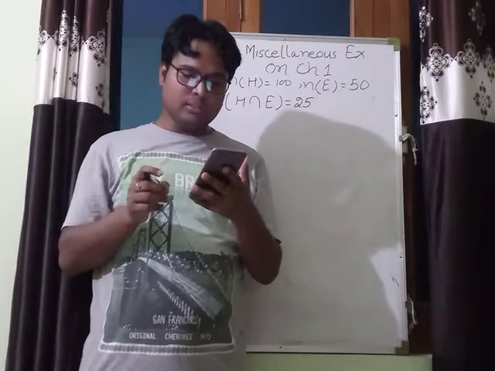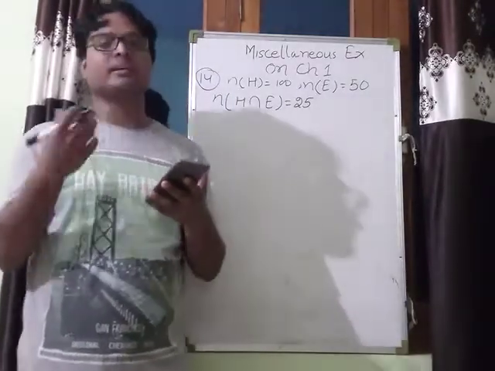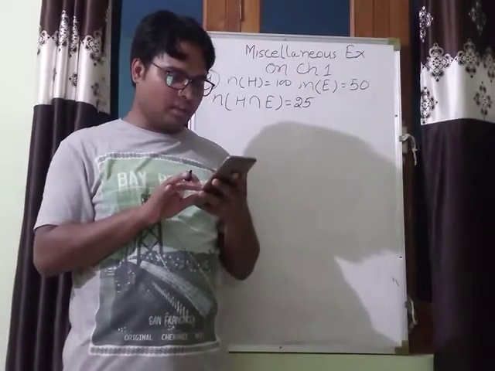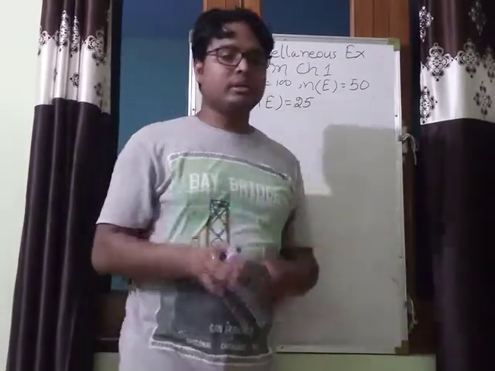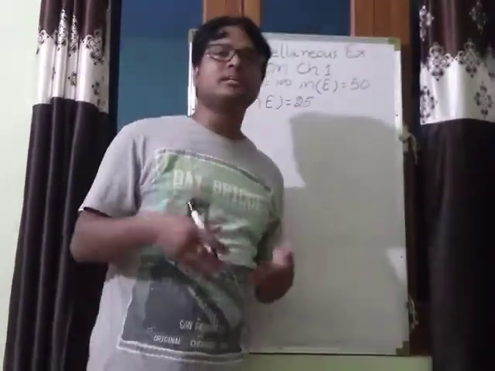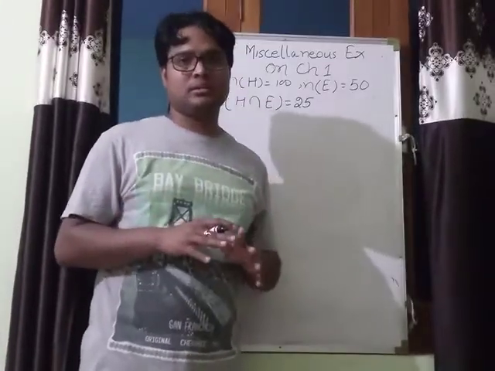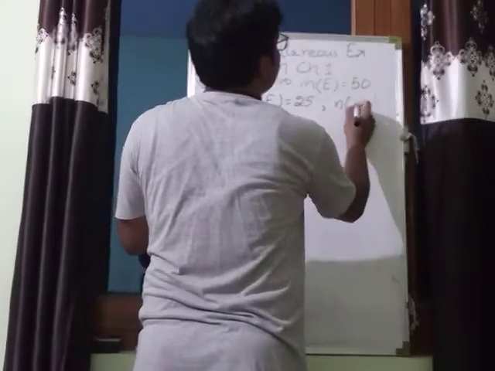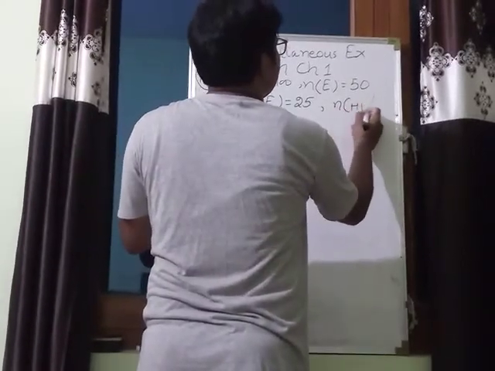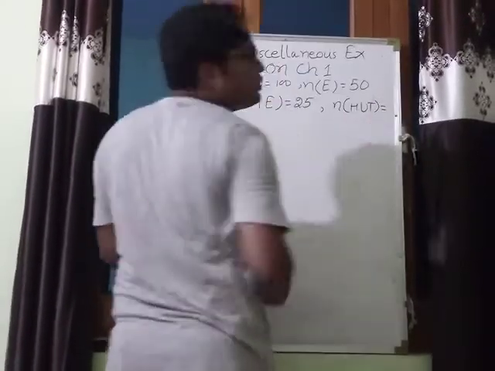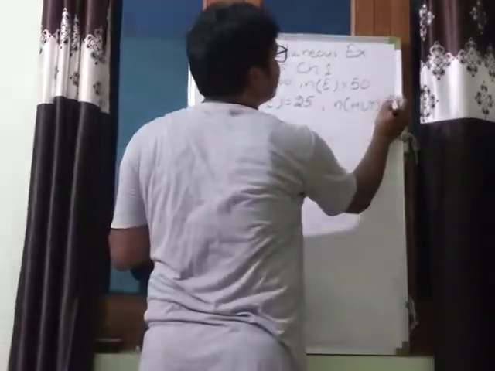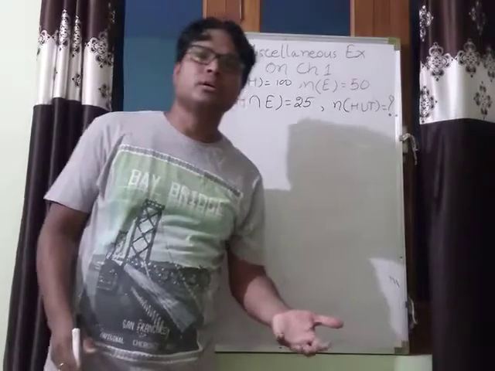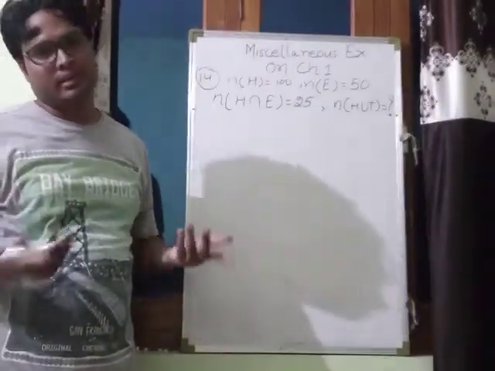Each of the students knows either Hindi or English. So how many students are there in the group? Each student knows either Hindi or English, means the total number of students in the group will be H union E. So we have to find this.